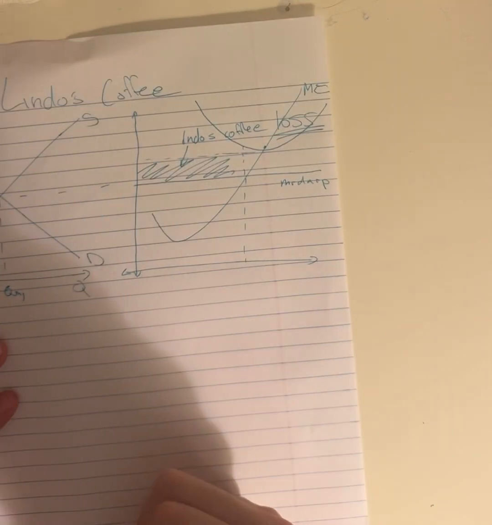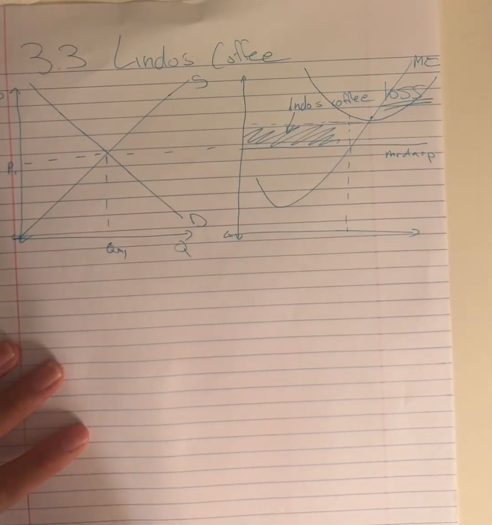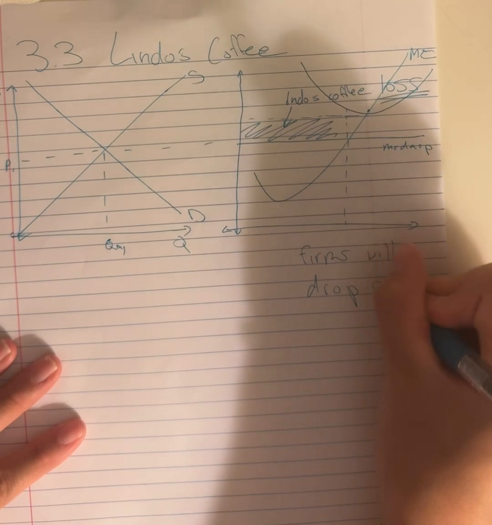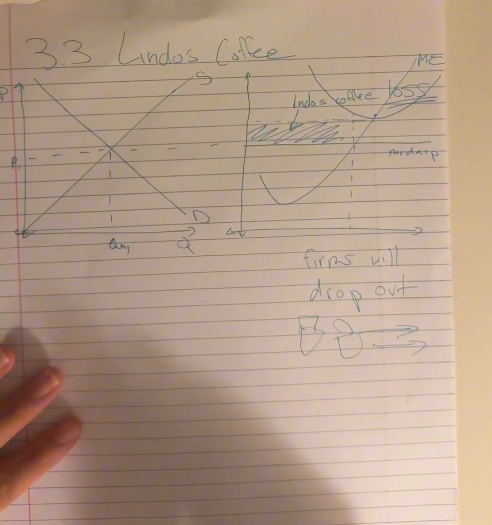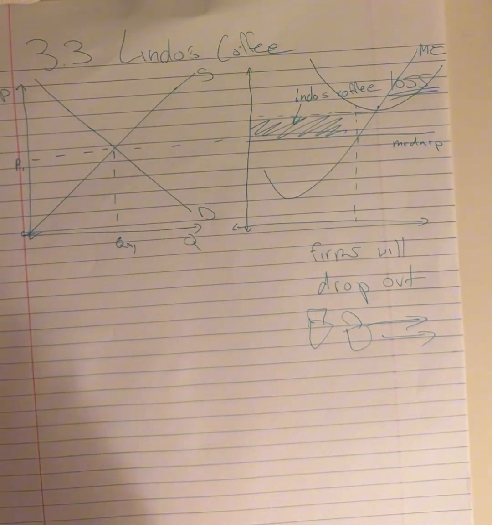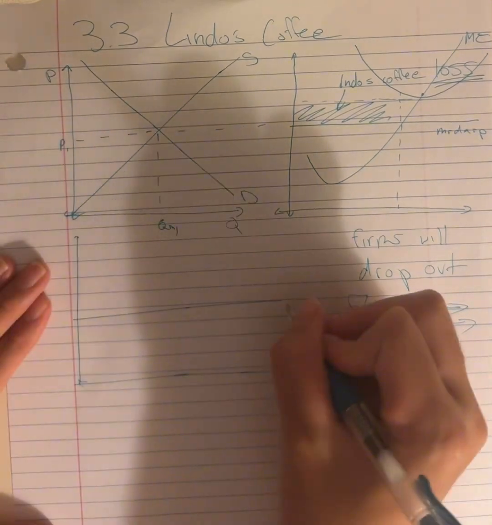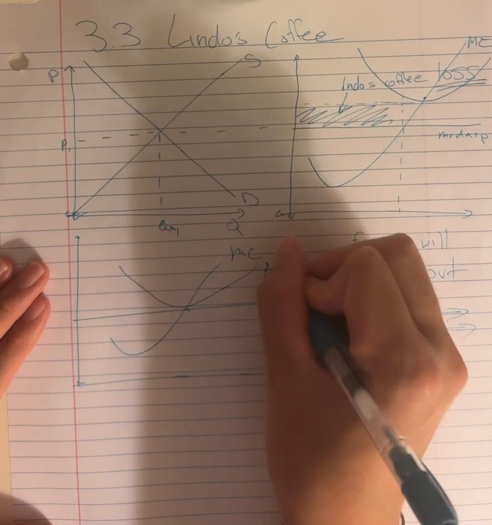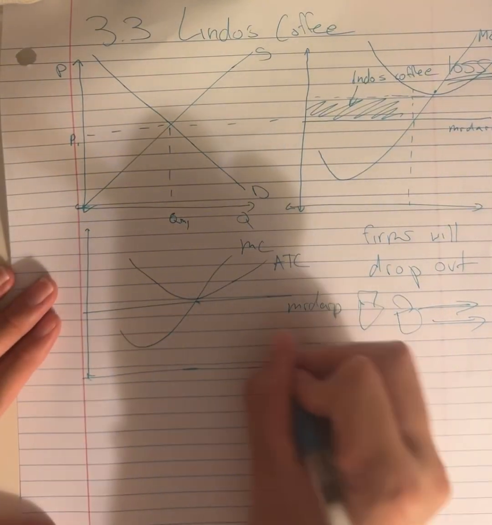So in the long run, however, there would be changes because firms now realize that this is not an industry where they can be making profits. Firms will drop out. So other coffee stores will decide to leave the industry, and that means there is less competition. So now Lindo's Coffee can shift back to the equilibrium point. So the new graph would, let's say over here, have the same MR line, same MC curve, except now it's at equilibrium. The total costs cancel out the market price. So this is in the long run.